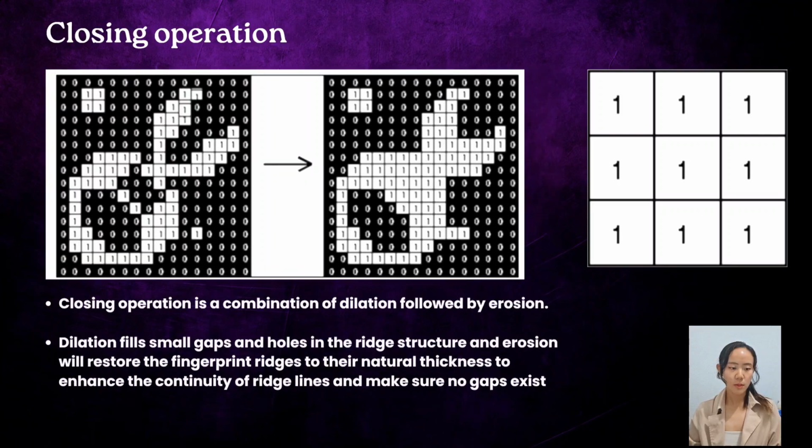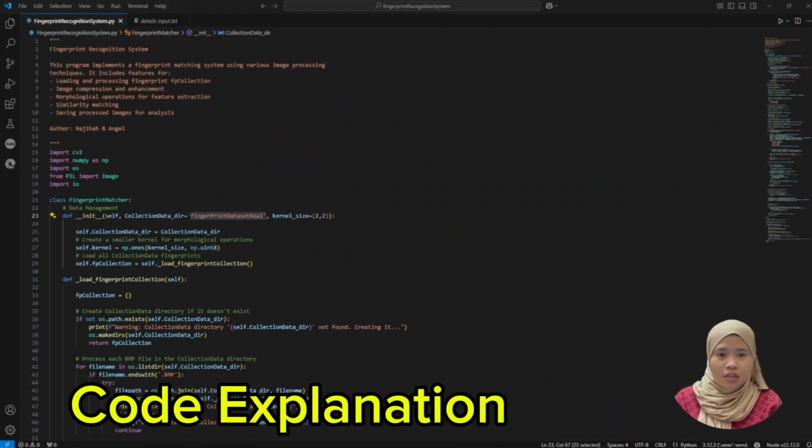Lastly, I will talk about the closing operation. Closing is dilation followed by erosion. Dilation fills small gaps and holes in the ridge structure, and erosion restores the fingerprint ridges to their natural thickness to enhance the continuity of ridge lines and make sure no gap exists. With this understanding, our project implements a structured pre-processing pipeline integrating these techniques to enhance fingerprint clarity and recognition accuracy. In the next section, I will pass to my friend to discuss our methodology and implementation, and also results and discussion.